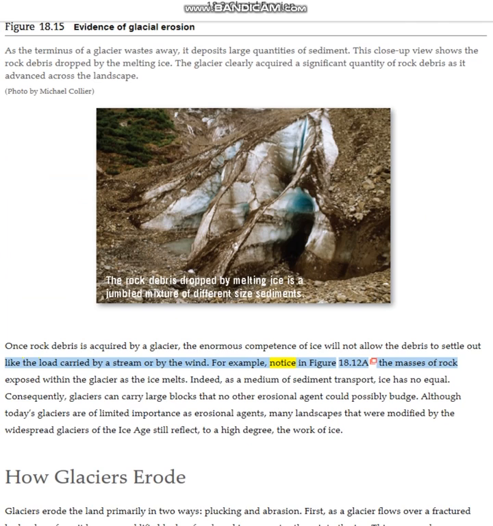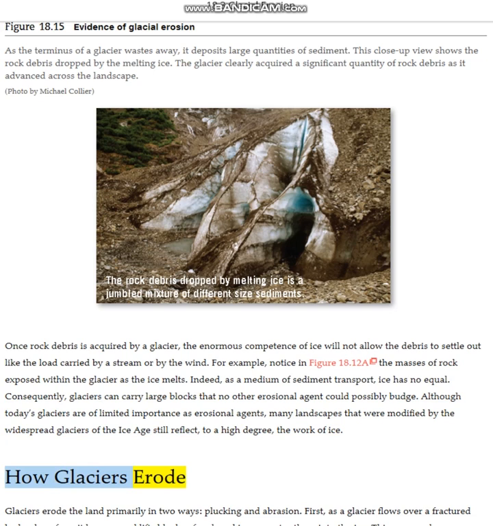For example, notice in Figure 18.12a the masses of rock exposed within the glacier as the ice melts. Indeed, as a medium of sediment transport, ice has no equal. Consequently, glaciers can carry large blocks that no other erosional agent could possibly budge. Although today's glaciers are of limited importance as erosional agents, many landscapes that were modified by the widespread glaciers of the Ice Age still reflect, to a high degree, the work of ice.